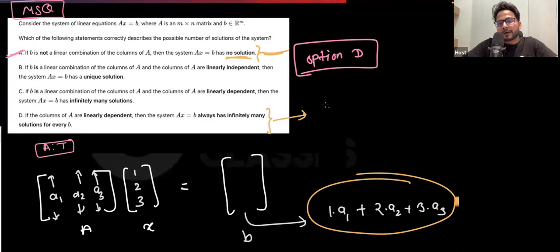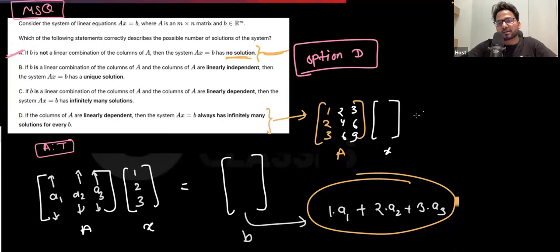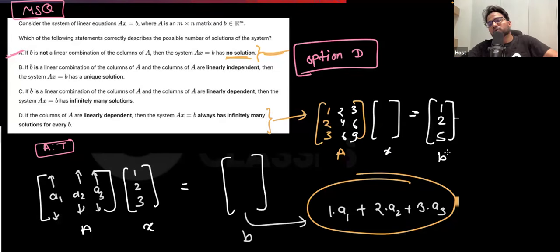So let's suppose you have some A, and let's suppose A has columns like 1, 2, 3. The second column is 2, 4, 6. I mean, I'm writing linearly dependent columns. Third, if you multiply by 3, then 3, 6, 9. Suppose this is A, right? Now there is some X which you have to find, and there is some B. Let's suppose B is 1, 2, 5. Can you have a solution for every B? Does this B have a solution? This B doesn't have any solution.